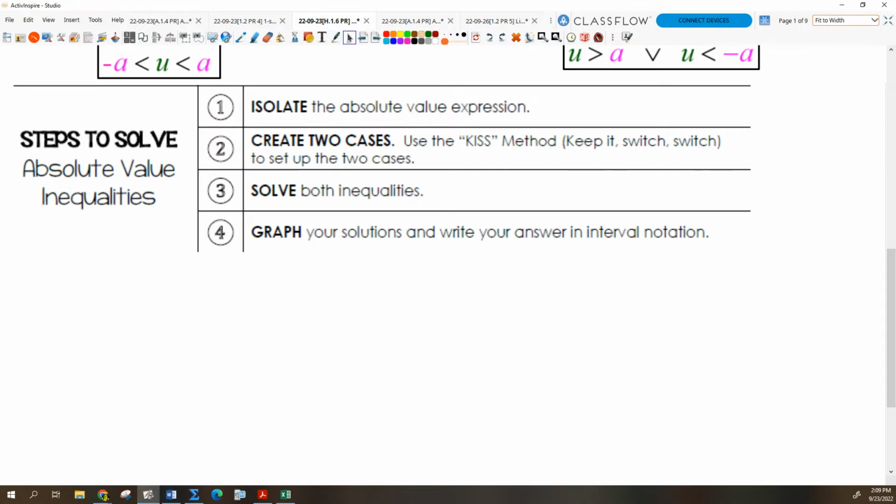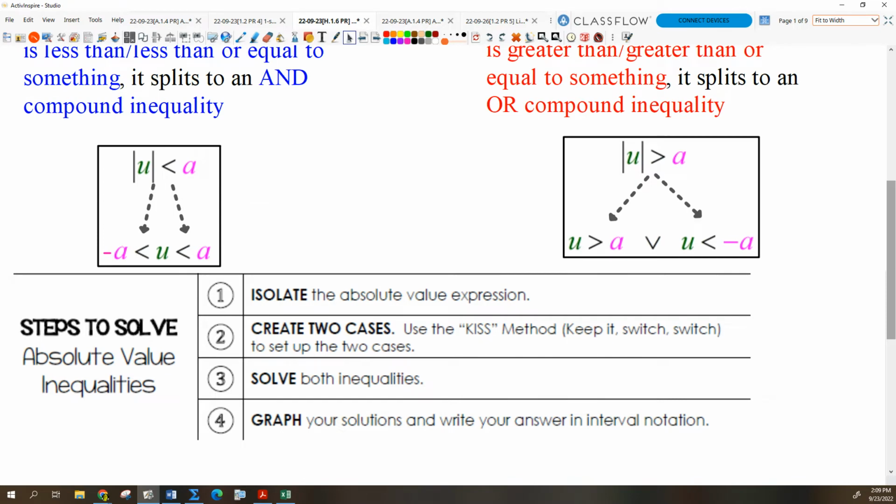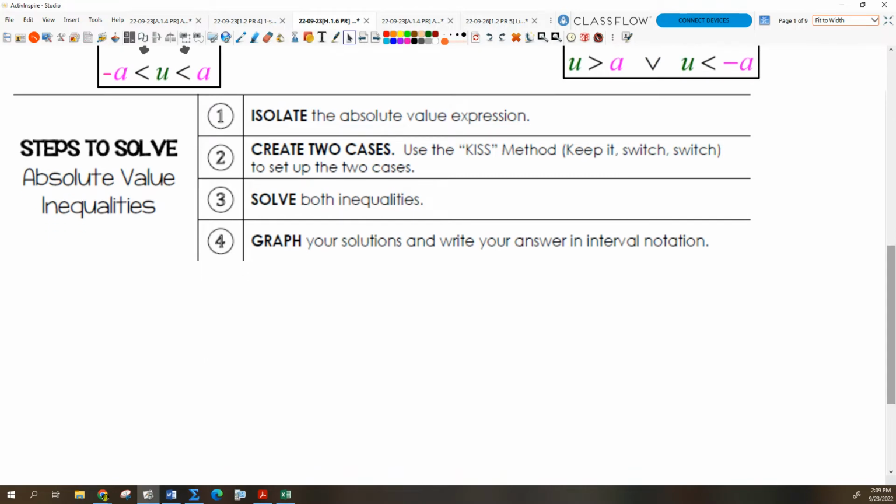Some people use the KISS method, keep it, switch, switch. I don't even know what that means. I wouldn't worry about that. We don't need to remember that. Just think about these pictures. The pictures to me are a better way to remember this. We're going to practice that today. We're going to solve both inequalities, which means we're solving the compound inequality, like you guys have been doing for a couple days. And then finally, you graph your solutions and write your answer in interval notation.